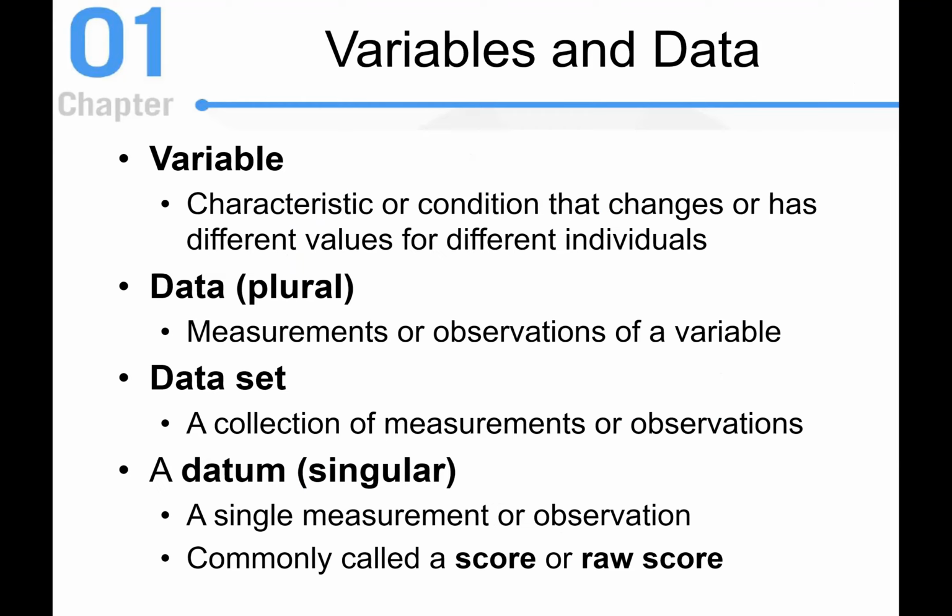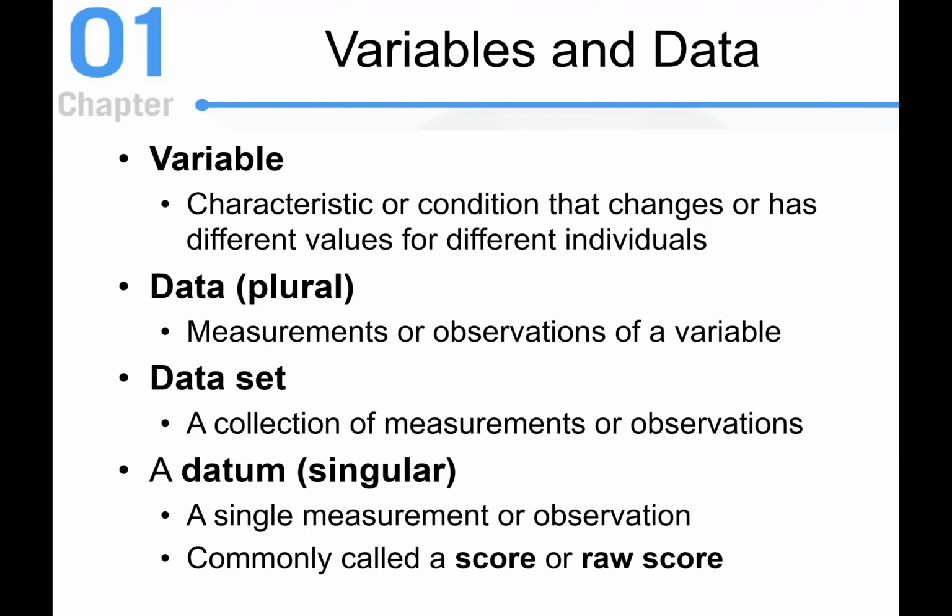All right, so now we're going to move on to some terms. Some of these you'll see very often in this class, others you won't, but when you're reading studies, these terms will come up very often. So the first one is a variable, and a variable is going to come up a whole lot. A variable is a characteristic or condition that changes or has different values for different individuals. It has different values for different people.